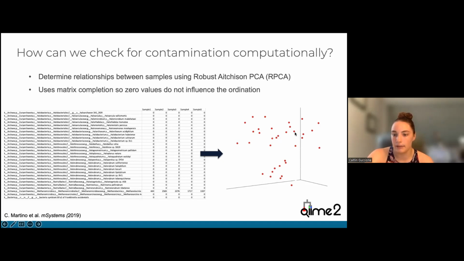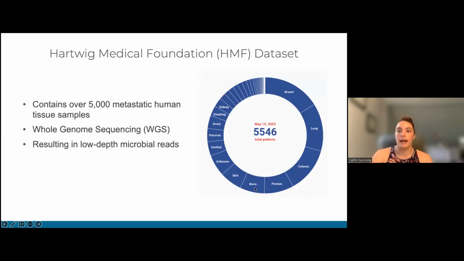So in this case, I think we have around 47 samples here. And how close the dots are in this 3D space represents how similar they are microbially. So for example, these two dots are two samples that are very similar, but this dot and this dot are two samples that are a lot different microbially. So we can form different relationships from looking at this and being like, okay, these are all very similar, these are a little bit different. And this is just one way to visualize that. So what we do is use that to check for contamination computationally.